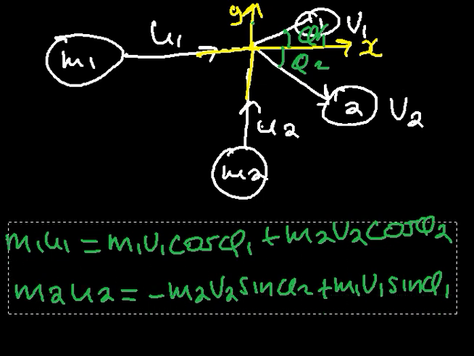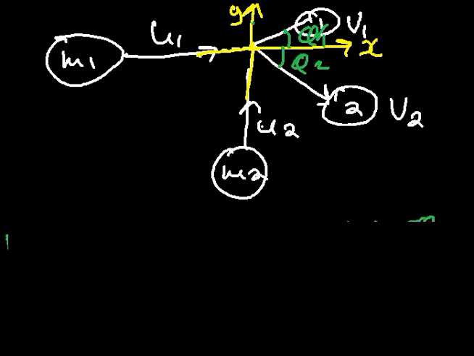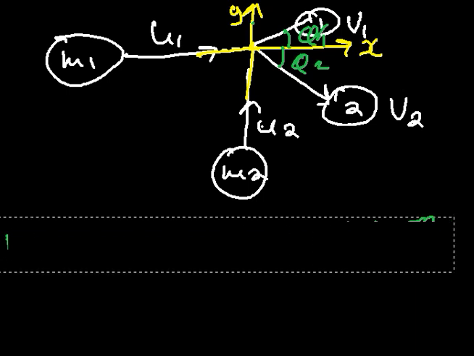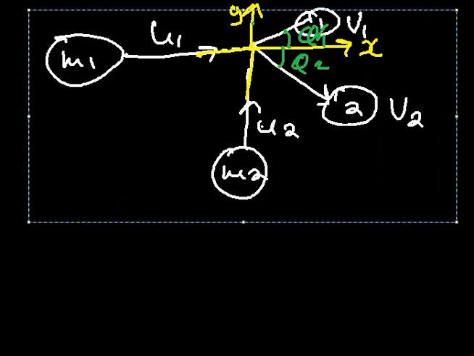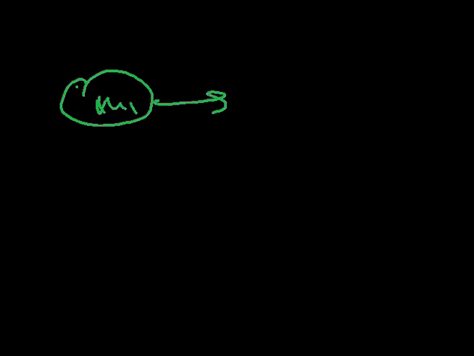How about if we have this kind of a system? What if we have a case where one object is no longer moving? Let's say we have object 1 of mass m1 moving like that, with initial velocity given as u.